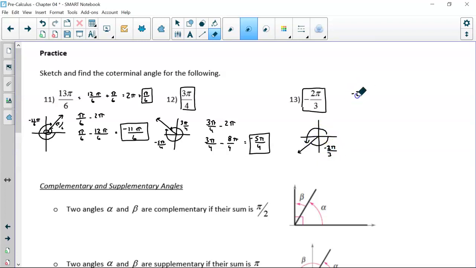So what we could do is take negative 2 pi over 3 and add 2 pi to that. Now it's negative 2 pi over 3 plus, and we need a common denominator of 3, so it's going to be 6 pi over 3. Negative 2 plus 6 is 4. So 4 pi over 3 is our positive coterminal angle. Negative 2 pi over 3 and 4 pi over 3, those are our coterminal angles. And if you do 2 plus 4, you're going to get 6. 6 divided by 3 is 2.